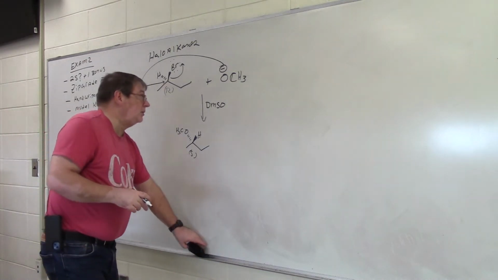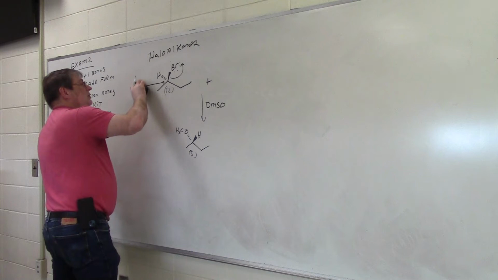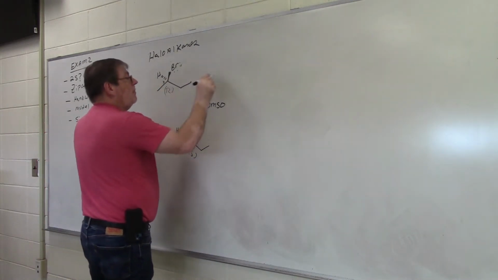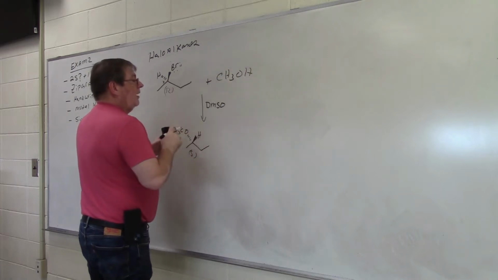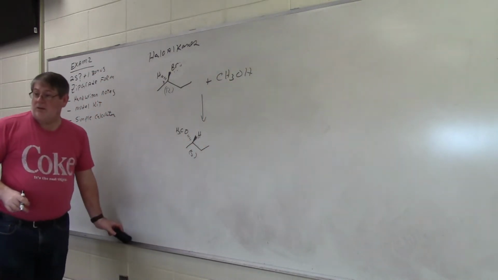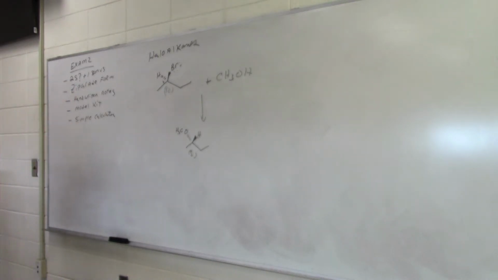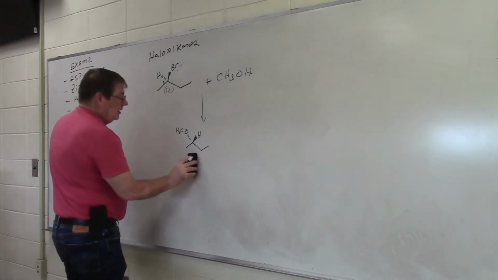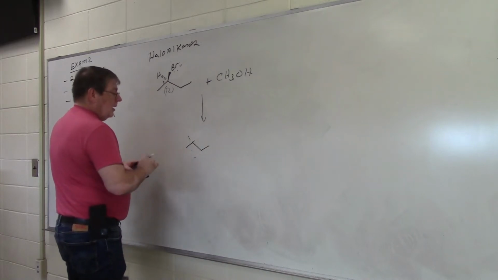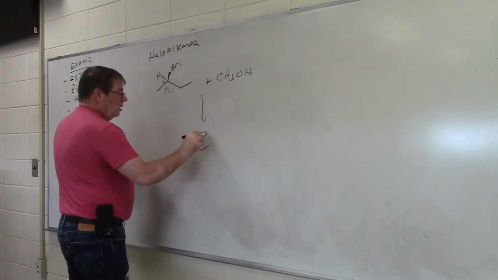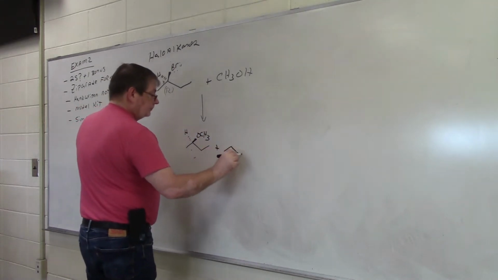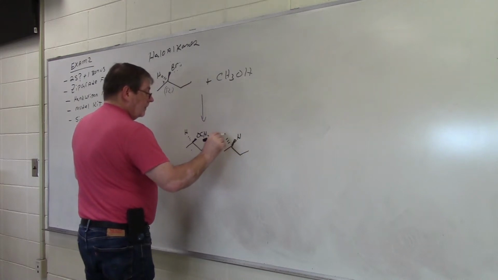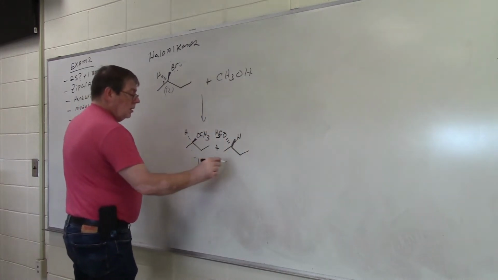Now, if I ran this reaction instead of methoxide, which is negatively charged, let's say I use methanol as my nucleophile, and I also use methanol as my solvent. Now this is a polar protic solvent. Polar protic solvents also favor what reaction? SN1. So what would I expect the product to be then? I would expect the product to be a mixture of this and this in a 1-to-1 ratio.